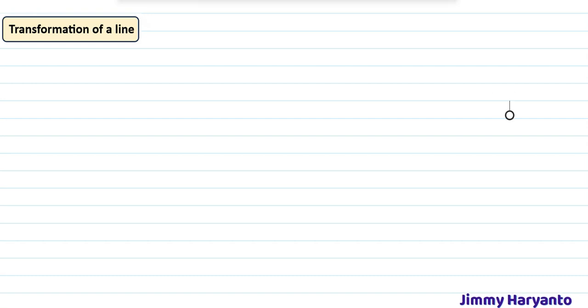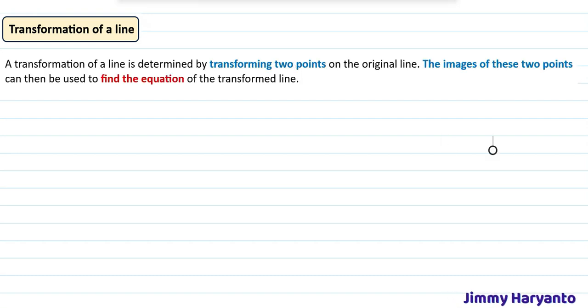Okay guys, we go to the next section. The next section is a transformation of a line. A transformation of a line is determined by transforming 2 points on the original line. The image of these 2 points can then be used to find the equation of the transformed line.